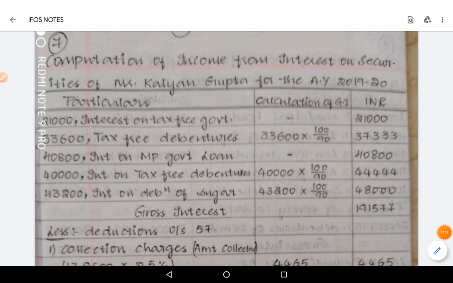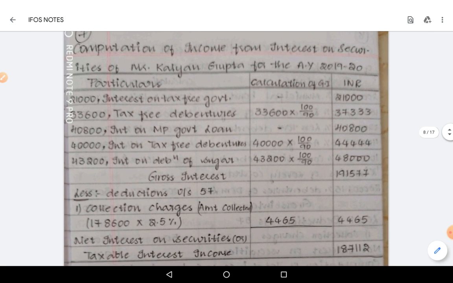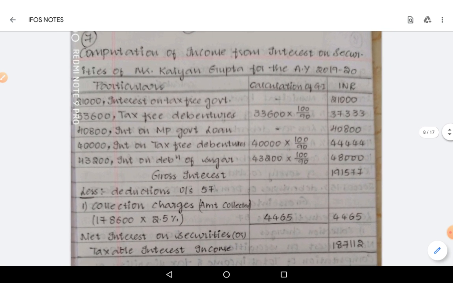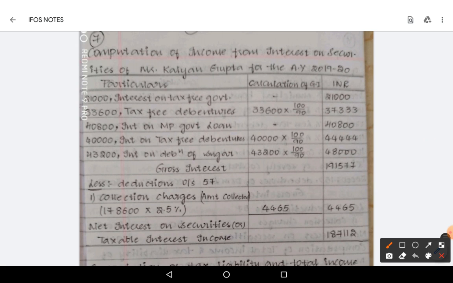Okay, let us see. So here we are with the answer. Computation of income from interest on securities of Mr. Kalyan. Computation of income from interest on securities.